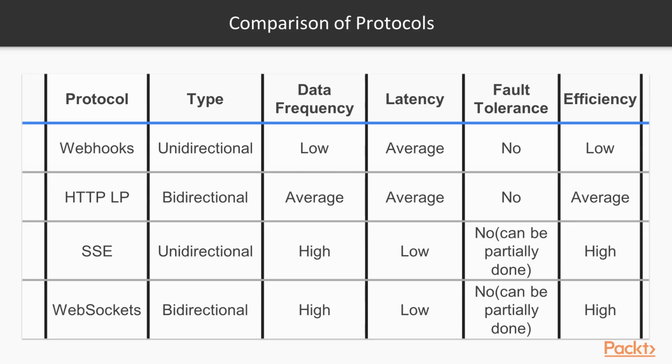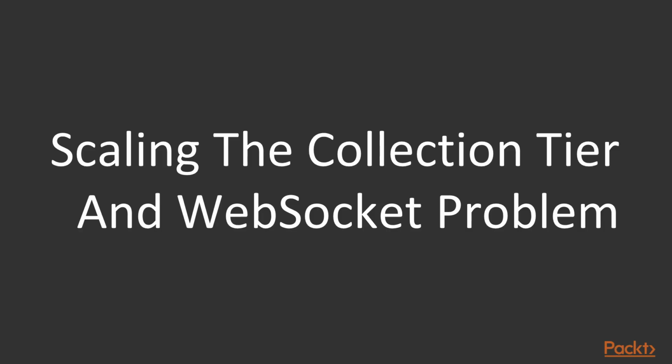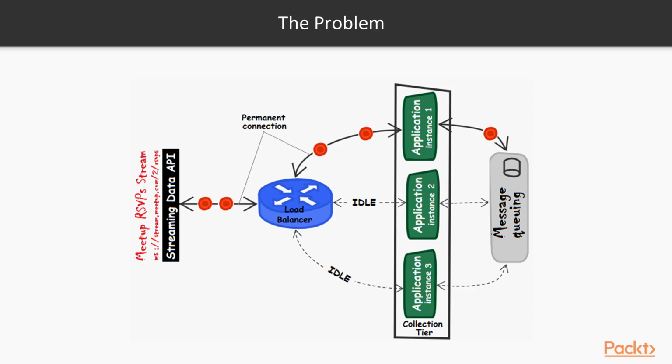So consider this table as a handy guideline to decide which protocol is the proper choice for your streaming systems. Okay, it's time to go further and discuss scaling the collection tier when we rely on a protocol that keeps a direct and persistent connection open, such as the WebSocket protocol. So let's check this diagram containing the streaming API, a collection tier of horizontally scaled collection nodes, and the message queuing tier. Notice that 2 of the 3 nodes of the collection tier are useless, because there is a direct and persistent connection between the streaming API and the first node that handles the stream ingestion.